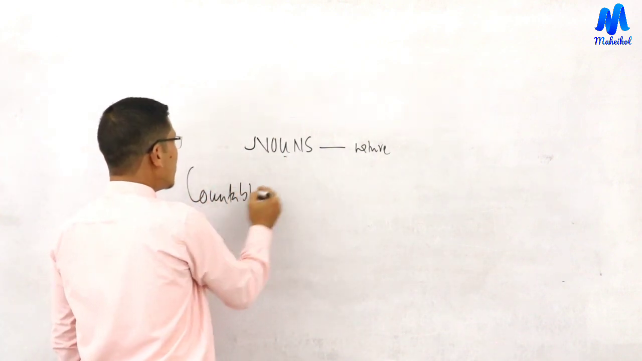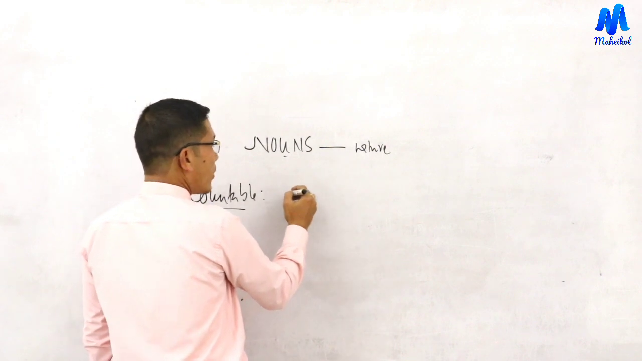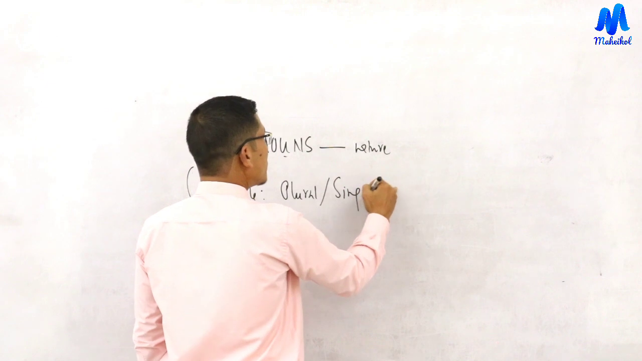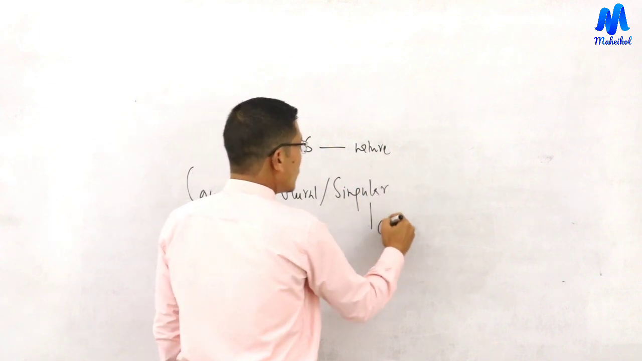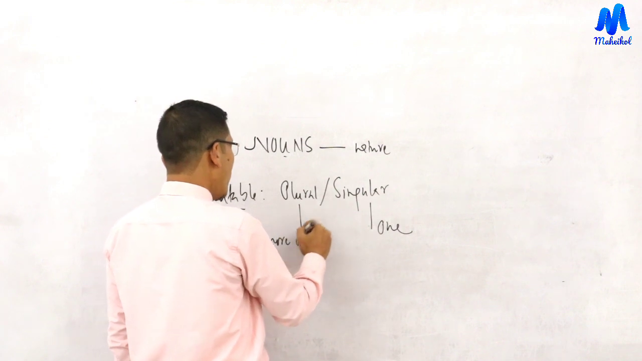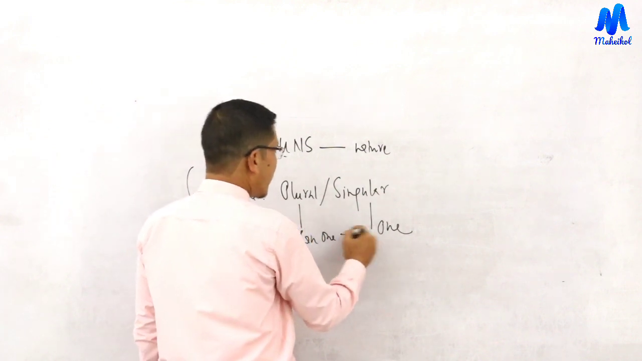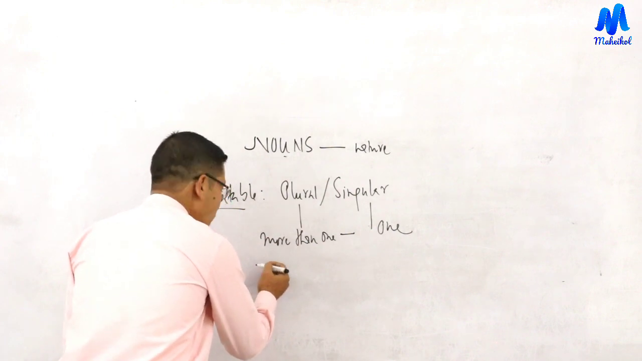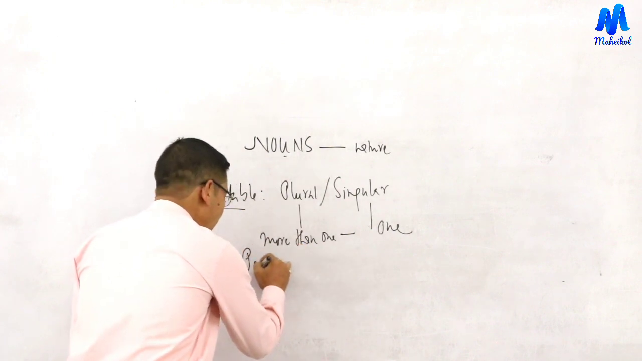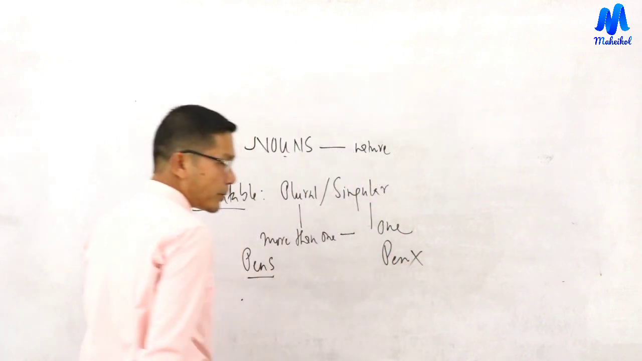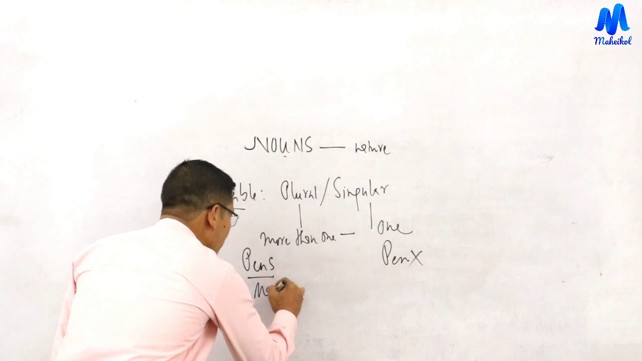Countable nouns can be either plural or singular. Singular has the one, plural has more than one. More than one already, plural forms. For example, one pen, and two pens, the S is added.